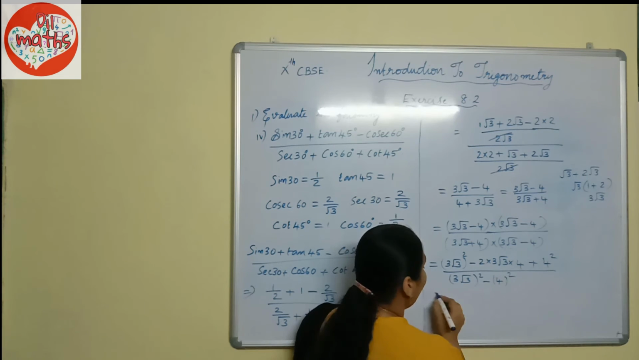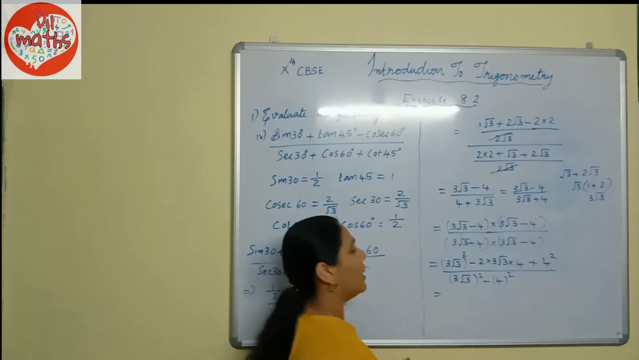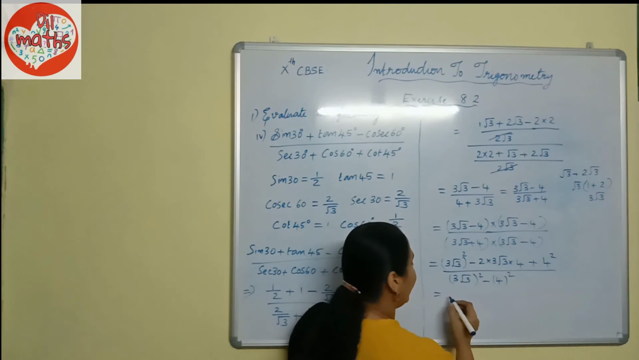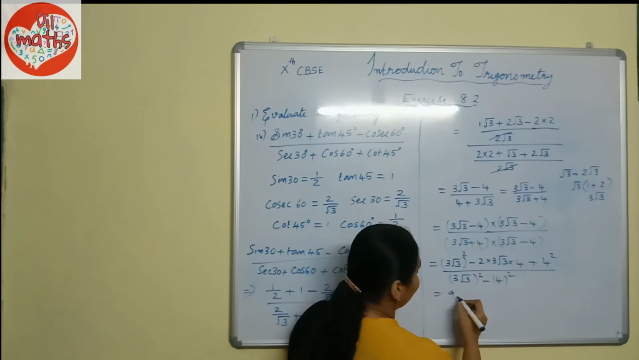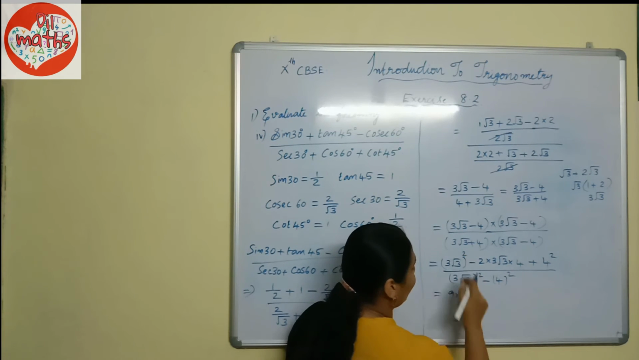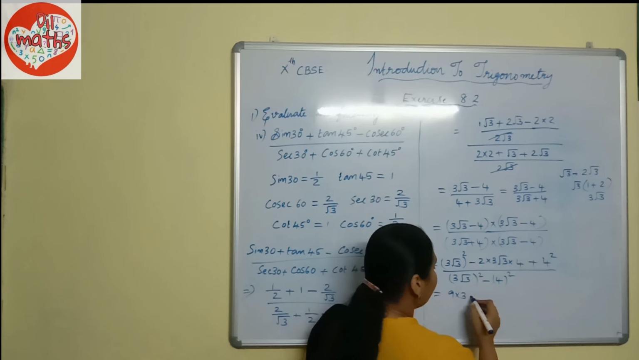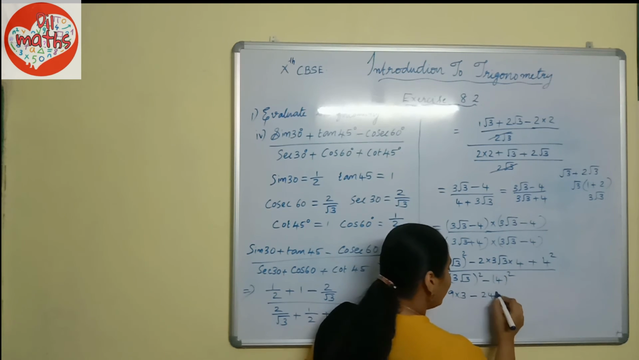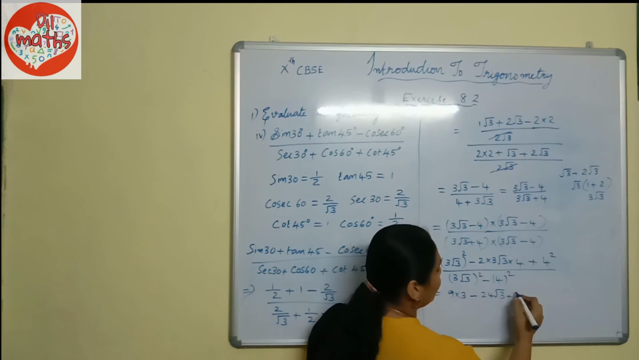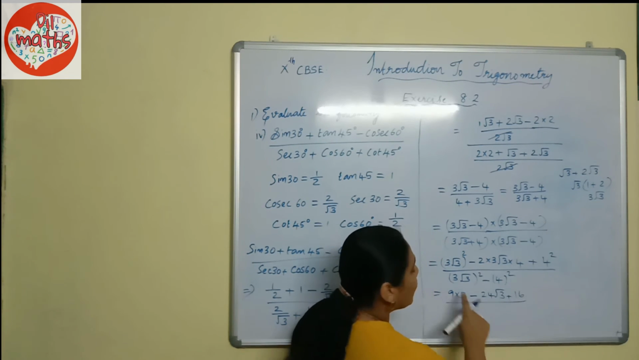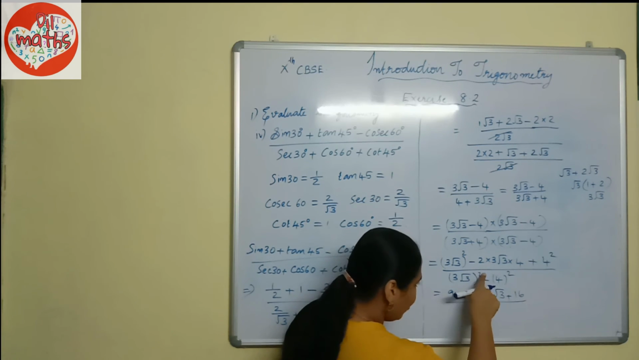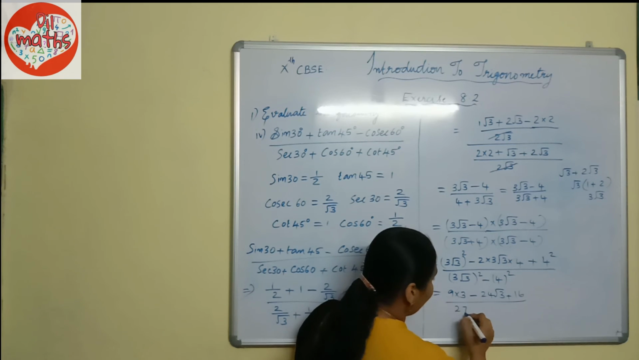B is 4. How can we write this? 3 root 3 the whole square. What is 3 root 3 the whole square? 3 square into root 3 square. What is 3 square? 9. 9 into root 3 square, which is 3, isn't it? 9 into 3, root 3 the square is equal to 3. 9 3s are 27, minus 2 into 4 is 8, 8 into 3 is 24, 24 root 3 plus 4 square is equal to 16, divided by 3 root 3 the whole square. 3 square is equal to 9. Root 3 square is equal to 3. So 9 3s are 27 will come. Minus 4 square is 16.